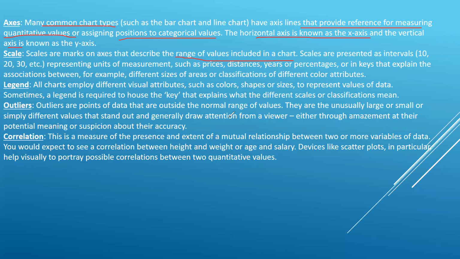They describe ranges. We have the legend, which gives in words the information about how the data is being represented, such as colors, shapes, or sizes, or maybe the bars that we just saw. We have the outliers, which are points of data that are outside the normal range of values. We call them outliers. We have the correlation, which is a measure of the presence and extent of a mutual relationship between 2 or more variables of data. Of course, we would expect to see a correlation between height and weight, or age and salary, on devices like scatter plots. Okay, so these are the main points of good visualization of data.